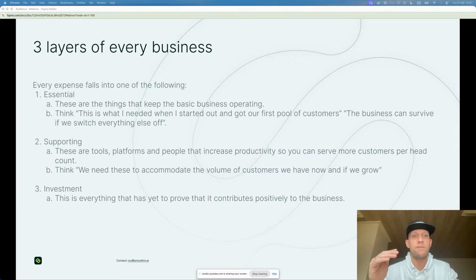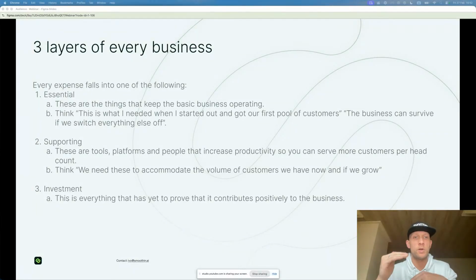The second layer that you have is roles. So this is everything: tools, platforms, people, anything that you've implemented into your business that increases the productivity per person, so you can serve more customers per headcount, right? As we evolve naturally as a company, the first question is, do I have any business here? Can I generate some customers? Once you start doing that, it's like, okay, now let's optimize so I can serve more customers with as few people and as little cost as possible. Those are the supporting tools that help you support more customers with fewer people or fewer iteration points.